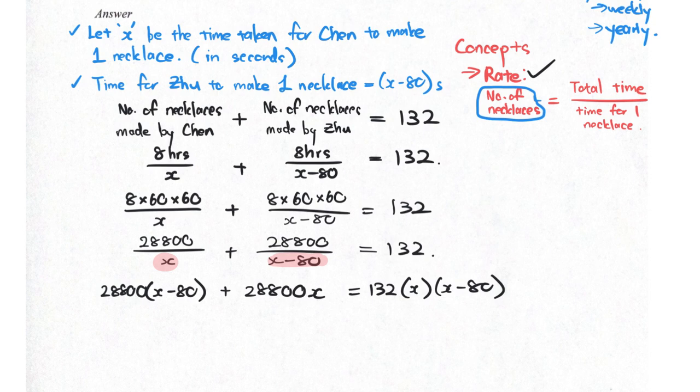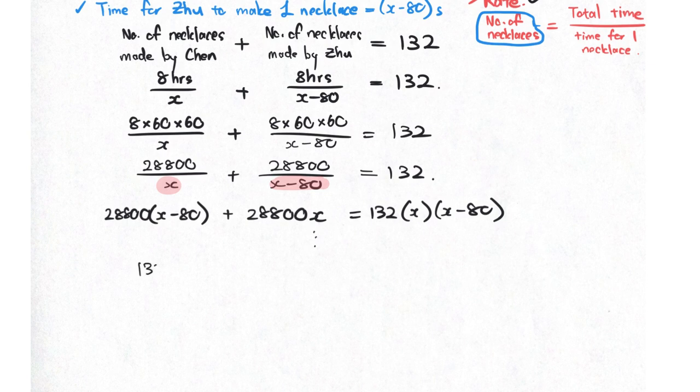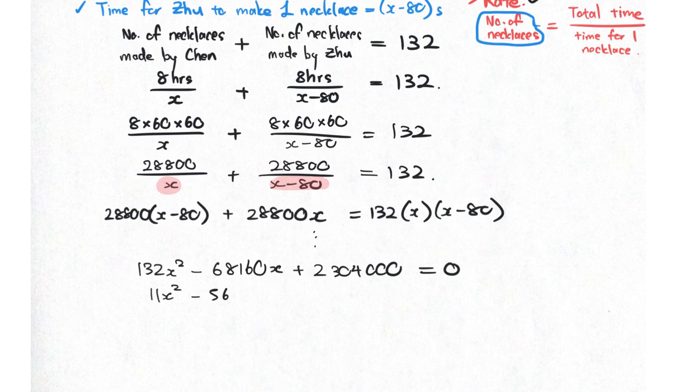Okay. So expanding and simplifying this, I'm going to skip a few steps. This is something you should be good at. We will come to a point where we have 132x squared minus 68,160x plus a huge 2,304,000 equals 0. And I'm going to divide by 12 further to get 11x squared minus 5680x plus 192,000 equals 0.